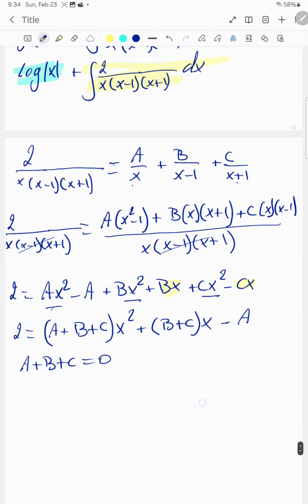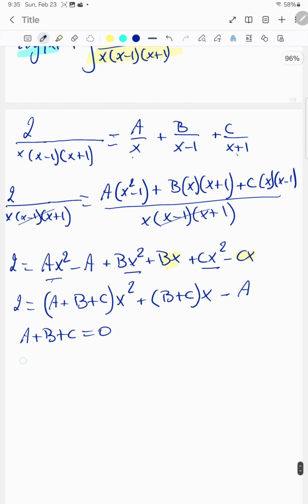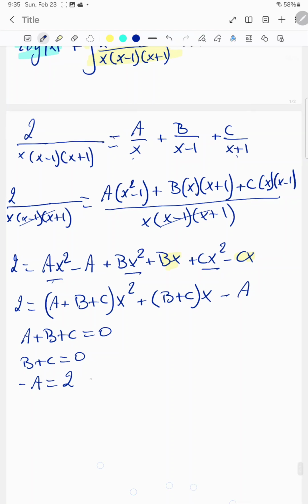And then I have b plus c, factor out x, but I don't have any x on the left-hand side. So that means my b plus c is equal to 0. And my minus a would be equal to 2, because minus a does not have any coefficient and the 2 does not have any coefficient. That means my a is equal minus 2. So I will use this.